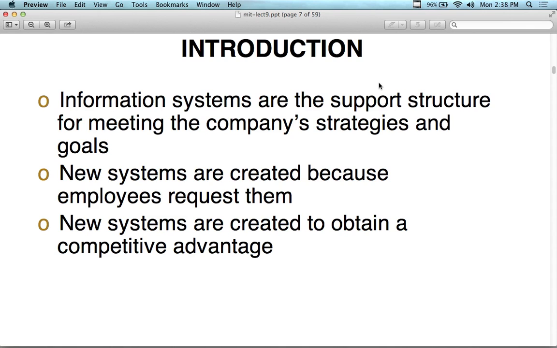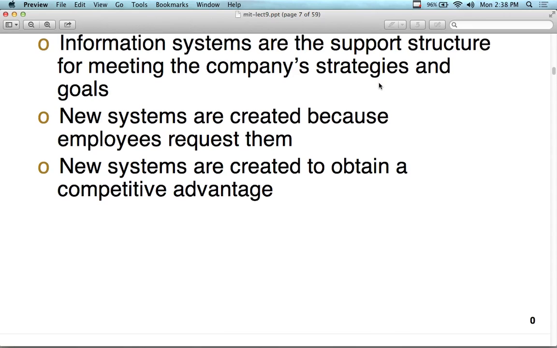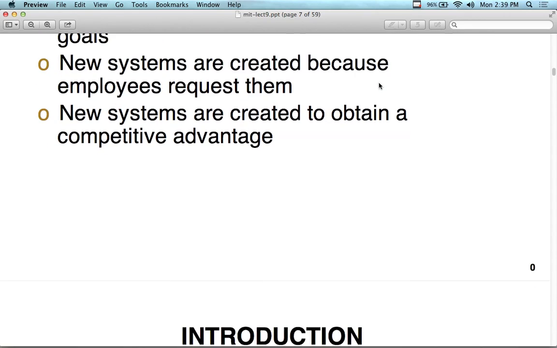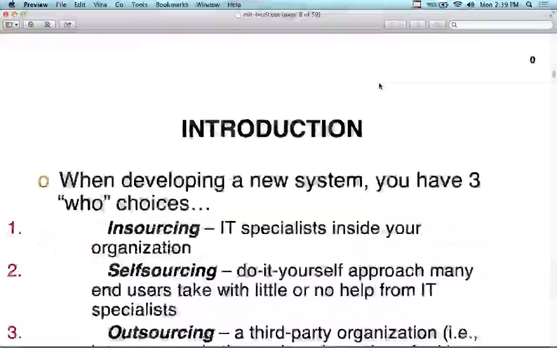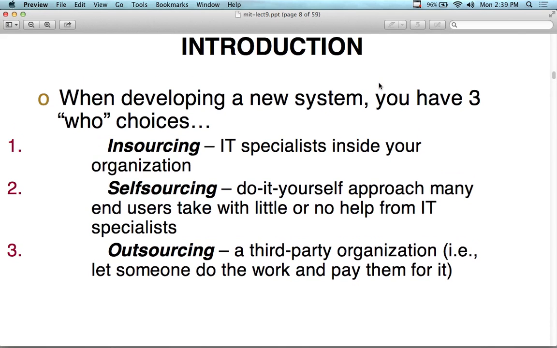So what do we have here? Information system support structure, meeting company strategies. New systems are created because employees request them, usually. And new systems are created to obtain competitive advantages as well. And here's our self-sourcing, outsourcing. So when developing a new system, you have three choices. Three choices. Who's going to do it?